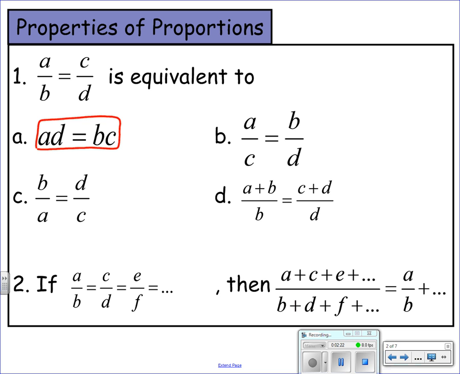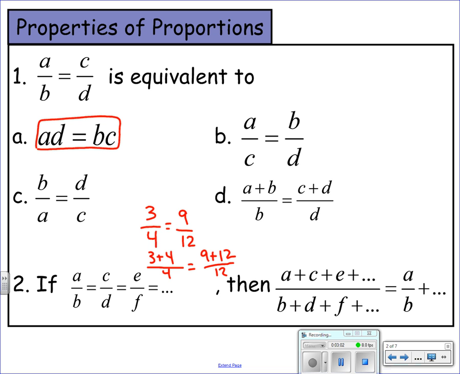D is if you take the denominator and add it to the numerator, you get the same fraction. So say I have 3/4 is equal to 9 over 12. If I take 3 plus 4 over 4, that's still going to be equal to 9 plus 12 over 12. And that should work out.